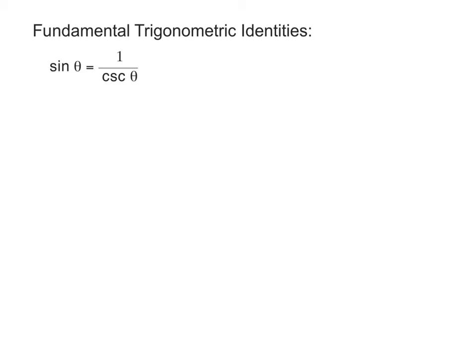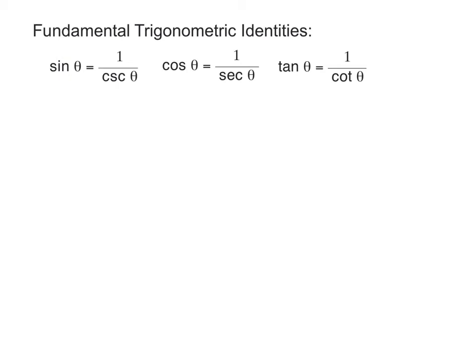Now, as you recall, when we were talking about sine and cosecant, remember that I said one was the inverse of the other. Well, this leads us to the first identity, and that is sine theta is equal to 1 over cosecant theta. Similarly, cosine theta is equal to 1 over secant theta. And finally, tangent theta is equal to 1 over cotangent theta. These are referred to as the reciprocal identities.